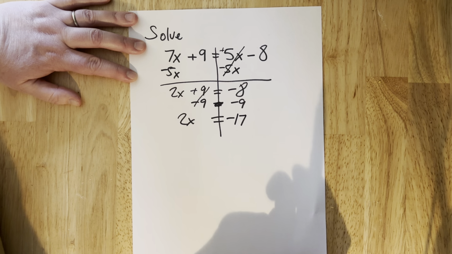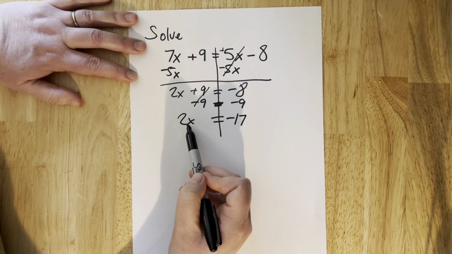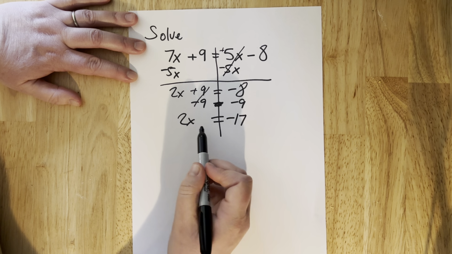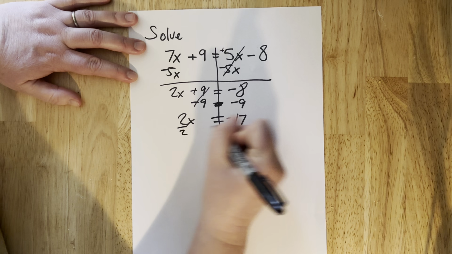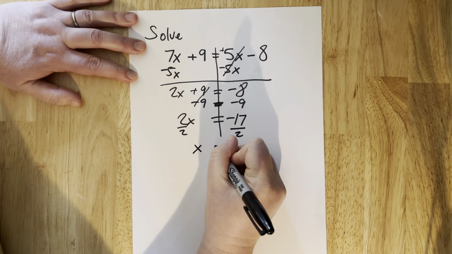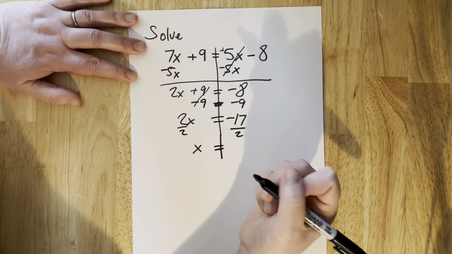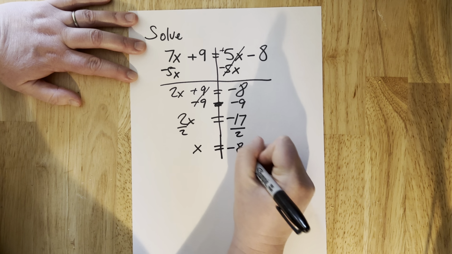Now, x is almost alone, but it's not quite there yet. I notice there's a 2 multiplying with the x, and the inverse of multiplication is division, so I'm going to divide both sides by 2. When I do that, I get x equals negative 17 divided by 2, which is negative 8.5.